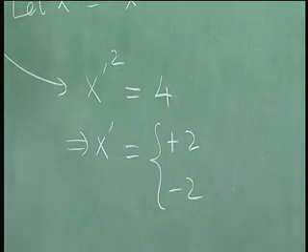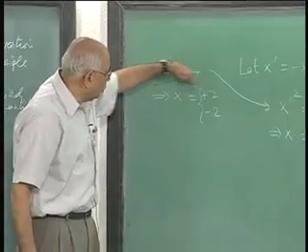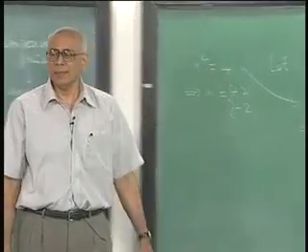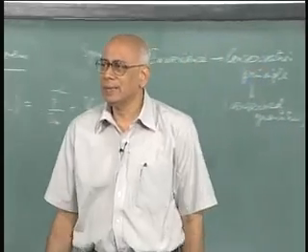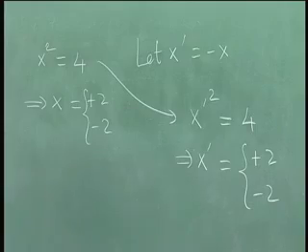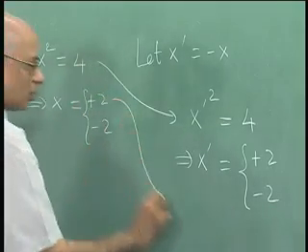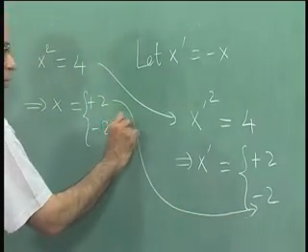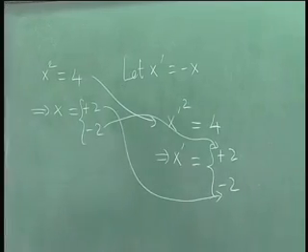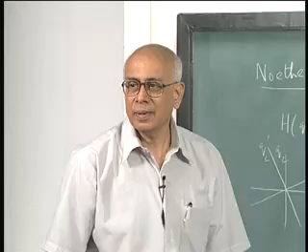Minus 2. Suppose I look at this solution x equal to plus 2, does it remain unchanged? What happens to it? It becomes minus x prime equal to minus 2. So this solution corresponds to that, and that solution corresponds to this. So what has remained unchanged? The set of solutions is unchanged. Once you have understood that, you have understood a great deal of the secrets of the universe.